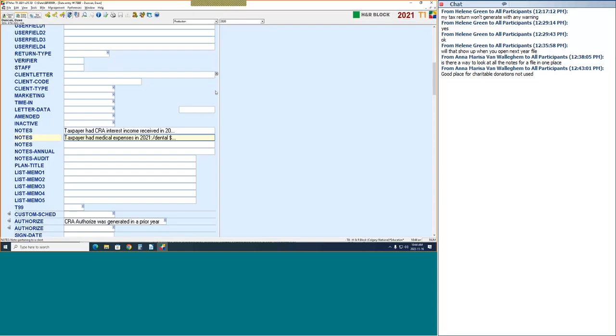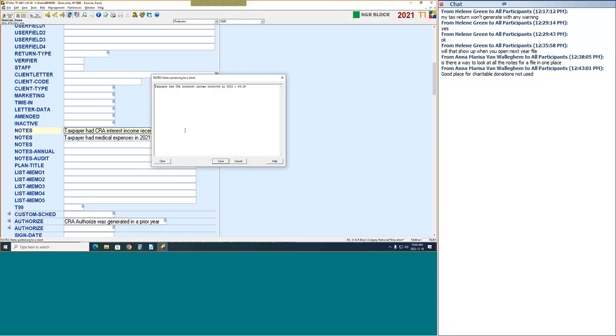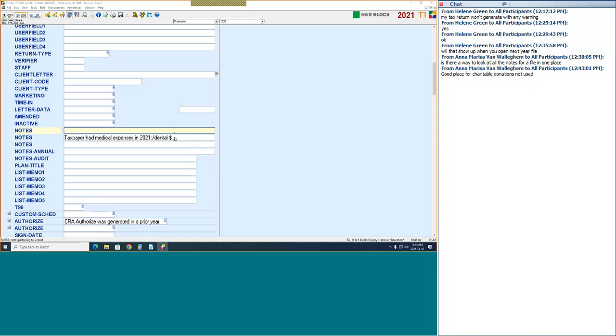Good. And then, again, if you have a note in there and you have now used it and you don't need it to be there anymore, to make it go away, you're going to double-click on it again. You're going to say clear and you're going to say save, and it's going to make it go away.